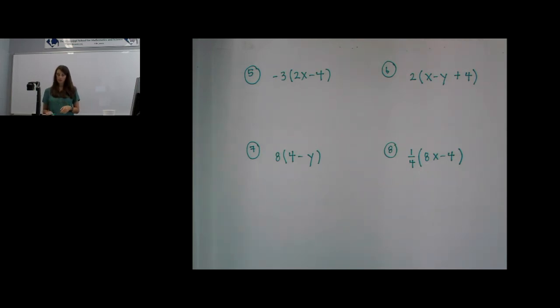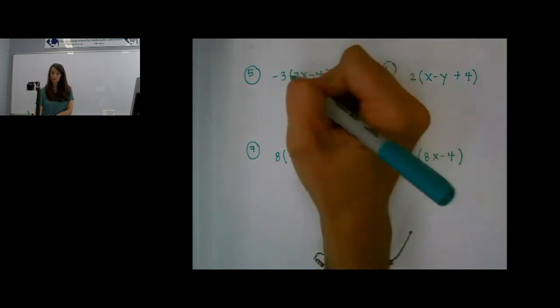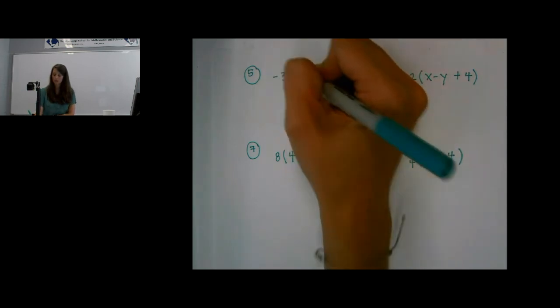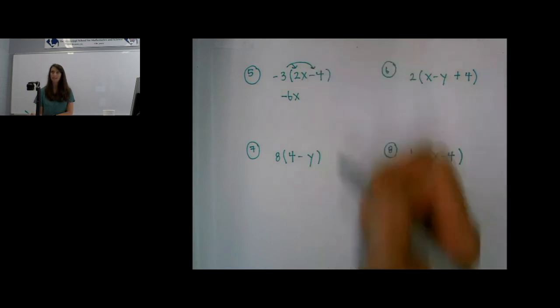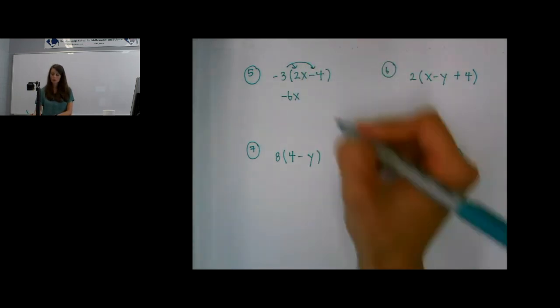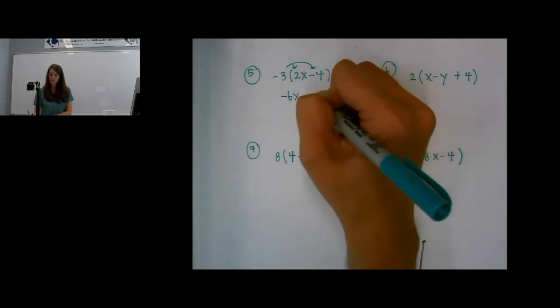Okay, so here we're going to multiply. So we're multiplying, distributing here. So we're saying negative 3 times 2x. So that's going to be a negative 6x. And a negative 3 times a negative 4, right? So that's going to become a positive 12.